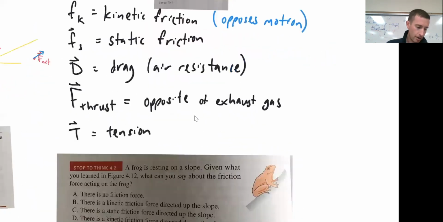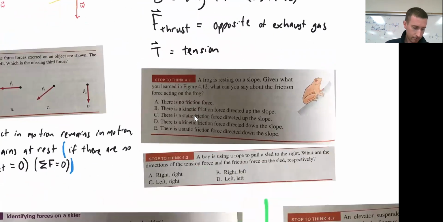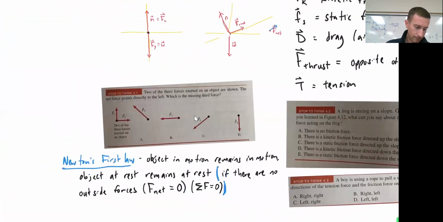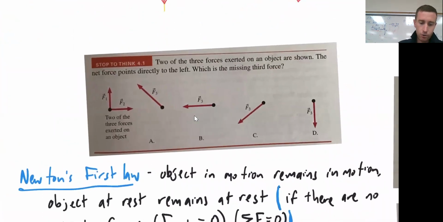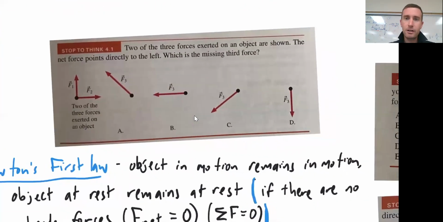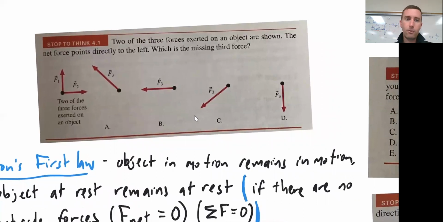All right. So let's do a little stop and think. All right. So first, two of the three forces exerted on an object are shown. The net force points to the left, directly to the left. Which is the missing force? Two of the three forces, the net force points directly to the left. Oh, okay.